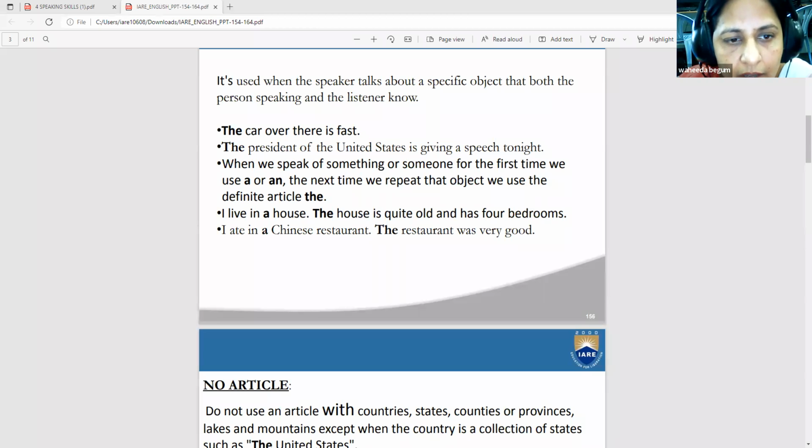When a singular noun is meant to represent a whole class, for example, the cow is a useful animal. The pupil must listen to his teacher. The cow is a useful animal. The rose is the sweetest of all flowers. We are definite about it, and we are referring to a whole class.